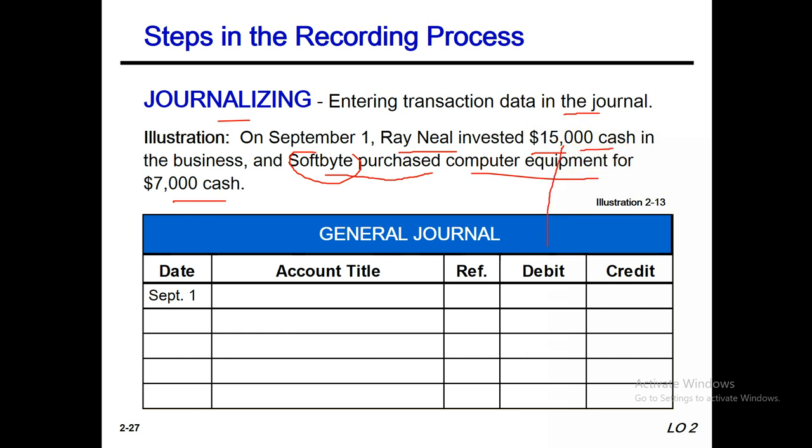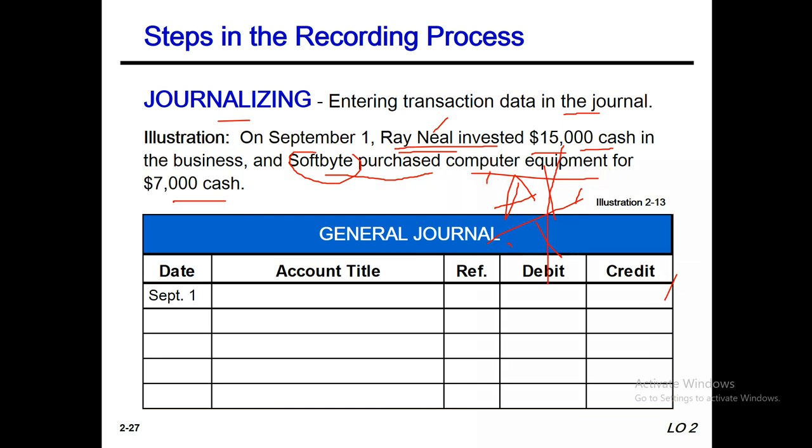That means this is cash, a debit side or increase. When cash increases, it must be an asset debit. That means asset, or cash, will be debit. And here also is Renil's investment. That means this is capital, the owner's capital. Now we know when capital increases, it must be credit. Okay. Number two, Softbyte purchases computer equipment.